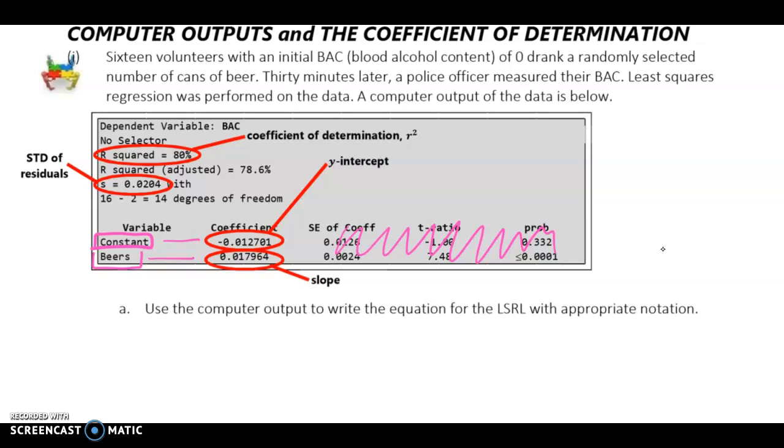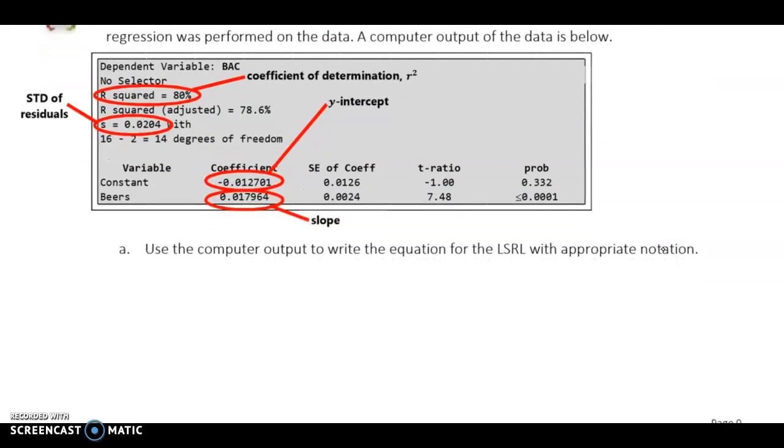And there's a couple of other things of note here. We have the standard deviation of the residuals. And then we have this r squared value, which is known as the coefficient of determination that we're going to talk about today.